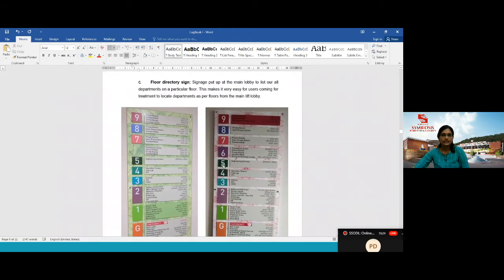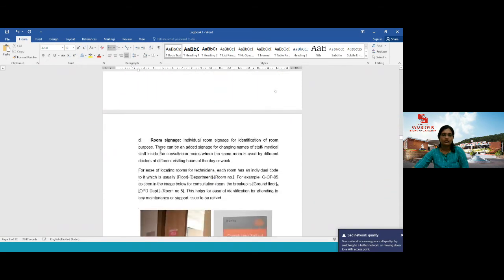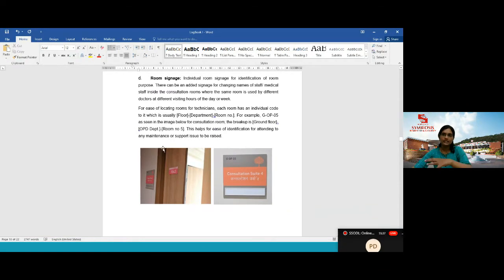This is a floor directory, showing which services are available on which floor. Then there are room signages, showing where exactly you are on the floor and which room is where. From room number 1 to 10 this way, from room number 11 to 20 this way, or labor room or maternity ward. These signages should be there, and if they are present, then you can note down that they are present in this way.